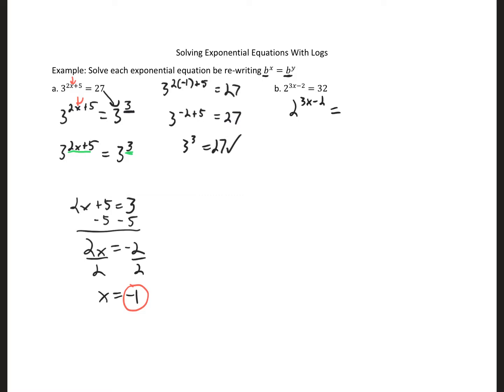We can rewrite 32 as 2 to the 5th power. In doing so, that means the exponents need to be equal. 3x minus 2 needs to be 5. So 3x equals 7. And if we try and divide by 3, even though it won't go in evenly, that's okay. X is just going to need to be 7 over 3.